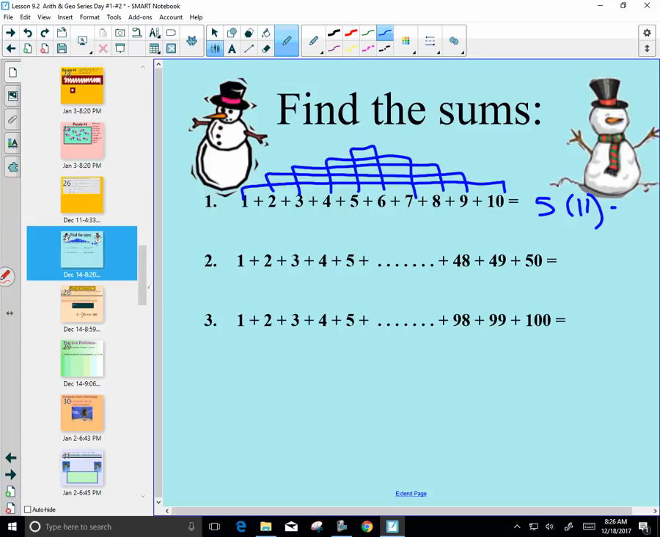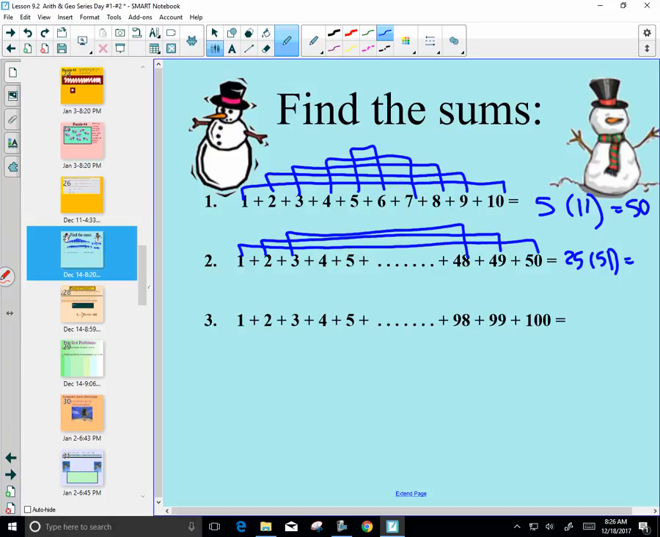How about the first 50 numbers? Let's try my little bracket system here. I'm going to go 1 and 50, 2 and 49, 3 and 48. How many of those do you think there are going to be? How many 51s do you think there's going to be? Take a wild guess. Not 50. 25, because we're pairing, so there will be half of those. And I don't know what that sum is.